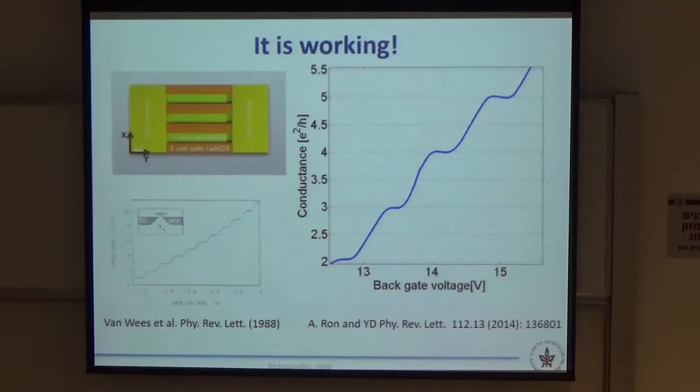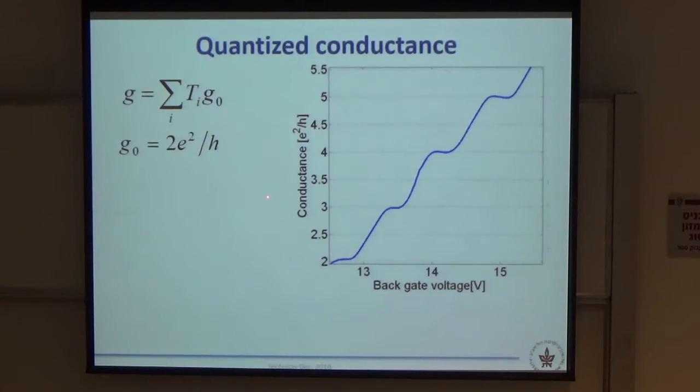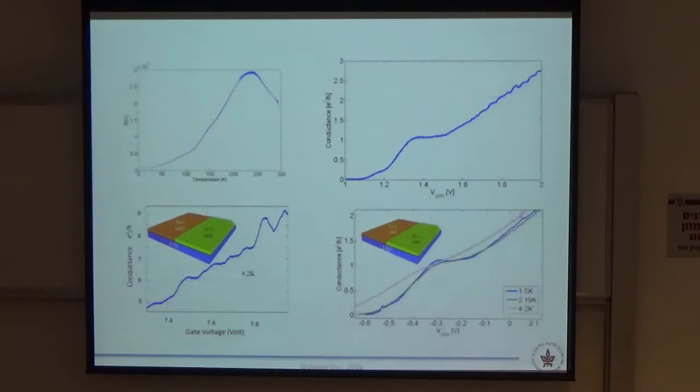As Amit warned you, don't ask me why. But at least we know the Landauer formula, so G naught is 2e squared over h, and let's say if Ti is 1, you add just G naught, and N is just the number of channels, and spin degeneracy is removed.